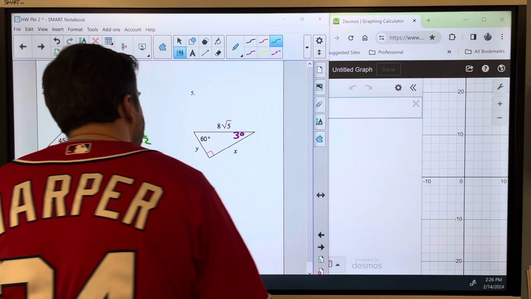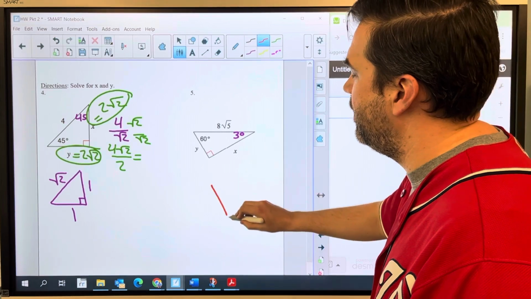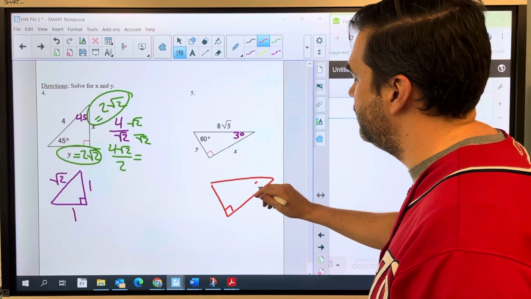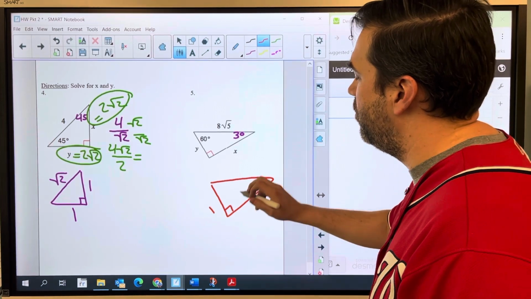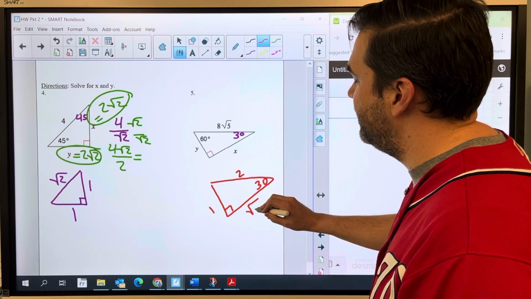For my 30, 60, 90, again, I go back to thinking about that unit 30, 60, 90 triangle. I'm going to try and draw it at that same orientation. Across from the 30 is my 1, across from the 90 is my 2, and across from the 60 is my square root of 3.